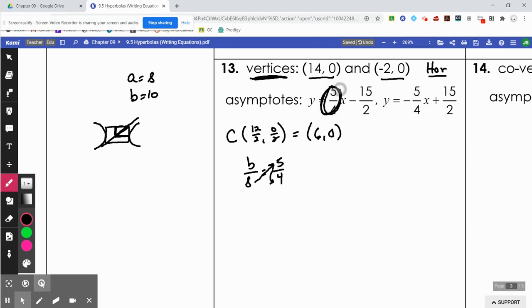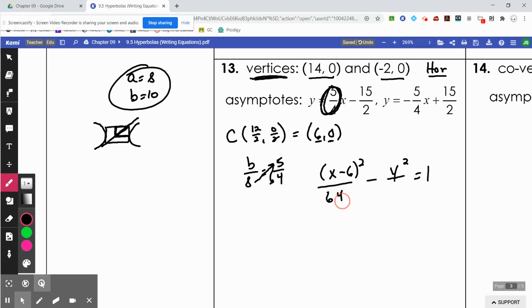Now, you do have to be careful. This right here is not always going to be B over A. It was B over A because it was a horizontal hyperbola. It's going to be a little bit different for the next one. So let's take our A and B values. It's a horizontal hyperbola, so let's list our x's first. So we have an x, and to move it to 6, that'll be x minus 6 squared. Minus, to move it to 0, that's just going to be plain y squared is equal to 1. Your A squared gets listed first, your B squared gets listed second, and there is your hyperbola.